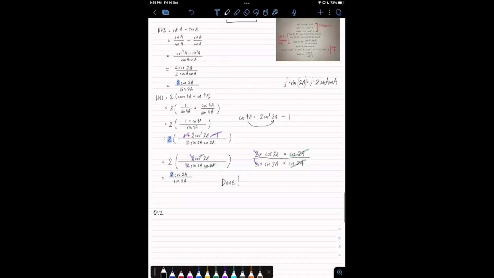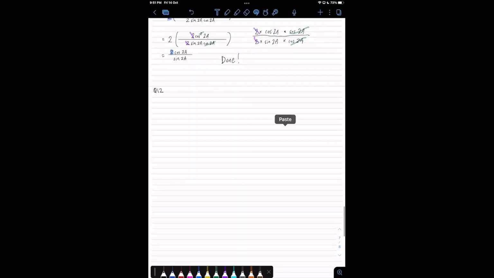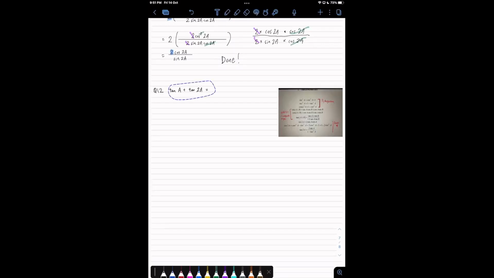Let me copy down the formula first for reference. Put it at the corner. Okay, question 12. Let's copy down the question first. So tangent A plus tangent 2A is identical to a fraction. So I should bring my handwriting down a bit. Fraction right along the line like this. And sine A multiplied by 4 cosine square A minus 1, all divided by cosine A sine 2A.